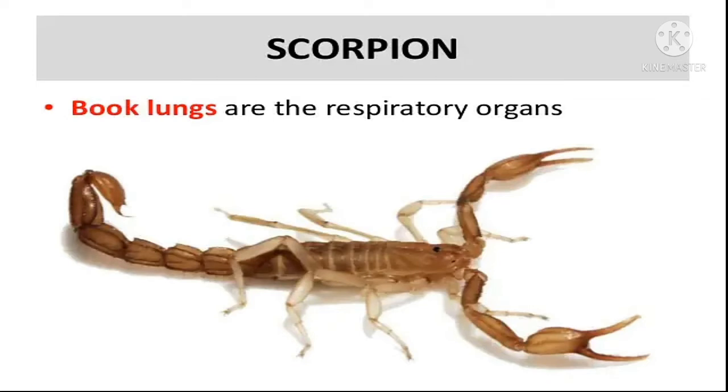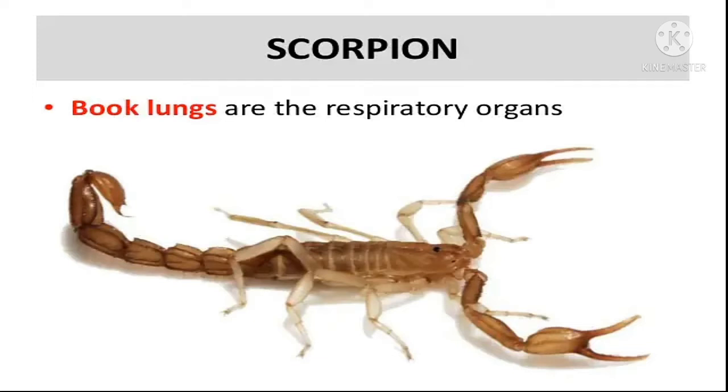Let's deal with the scorpion now. Scorpions have book lungs as their respiratory organ. It consists of 4 pairs of cuticular pulmonary sacs. The book lungs are formed by this cuticle at the base of the appendages. So the book lungs are the respiratory organ of the scorpion. They are seen towards the posterior end of the abdominal cavity.